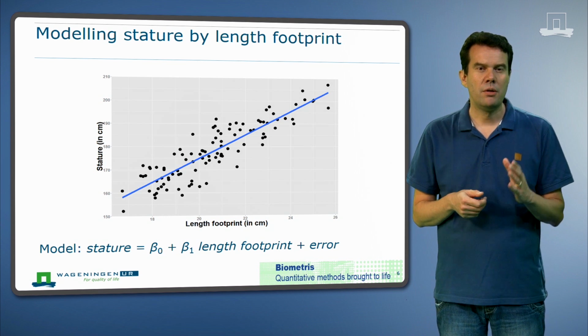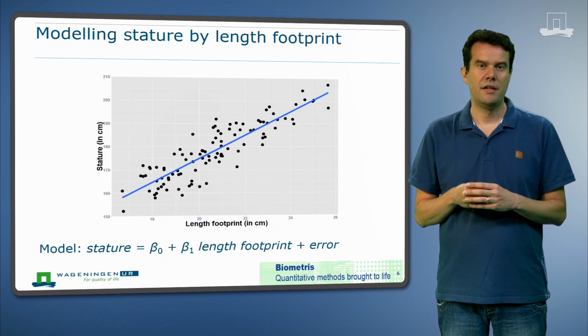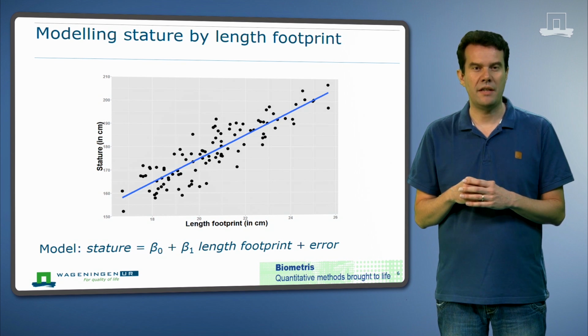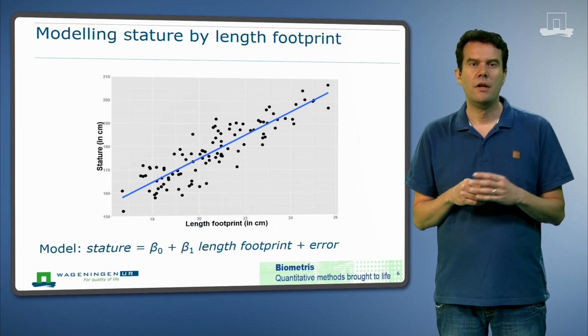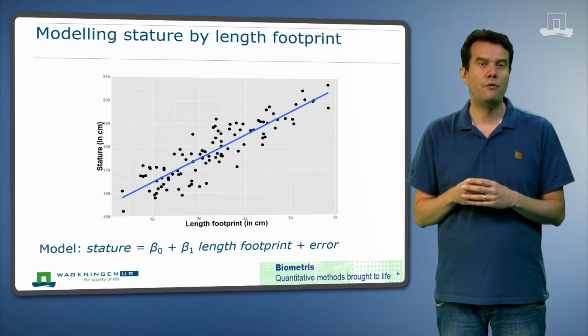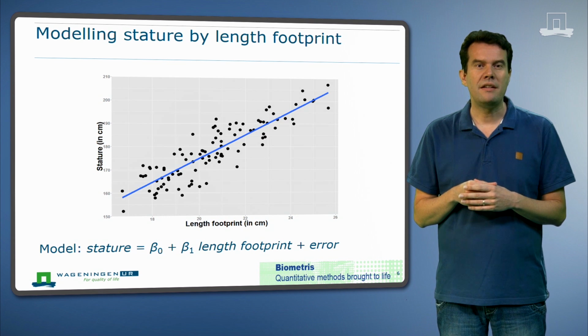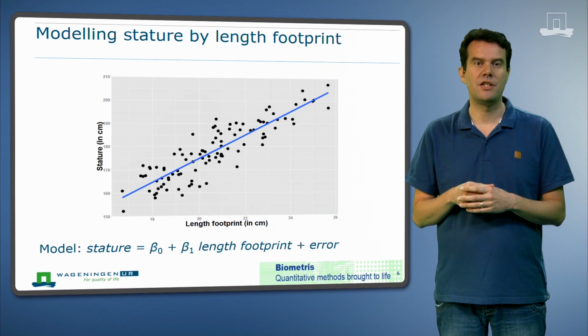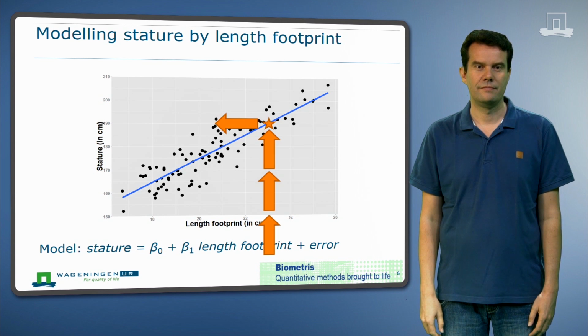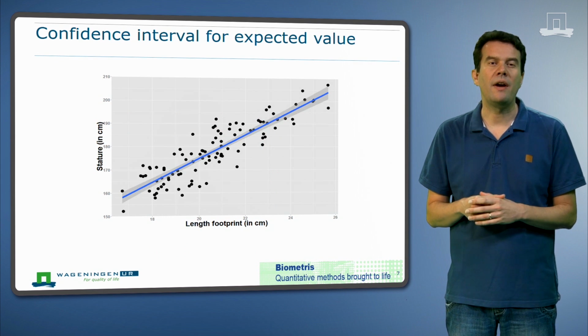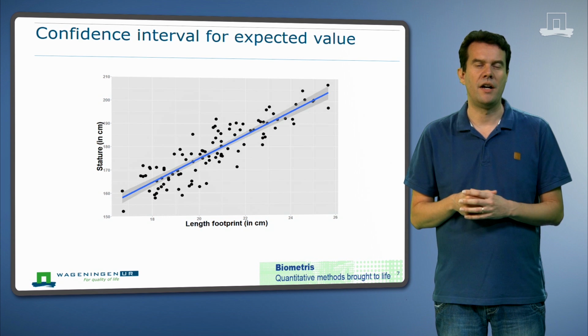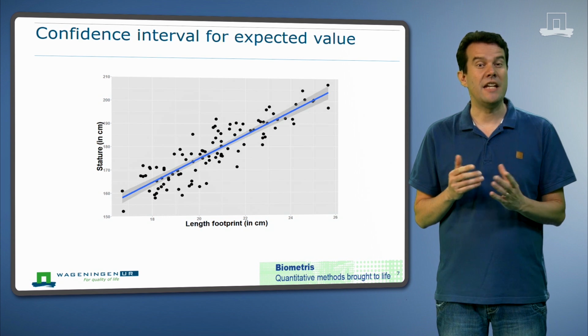In the scatter plot, the blue line is the estimated line. This line can be drawn with the estimated intercept and slope. From the blue line, estimates for mean stature and predictions for stature of a single individual, given the length of a footprint, can be read as demonstrated here for a footprint length of 23.1 centimeters. Of course, we want to know how accurate these estimates or predictions are. This can be done by calculating an interval.